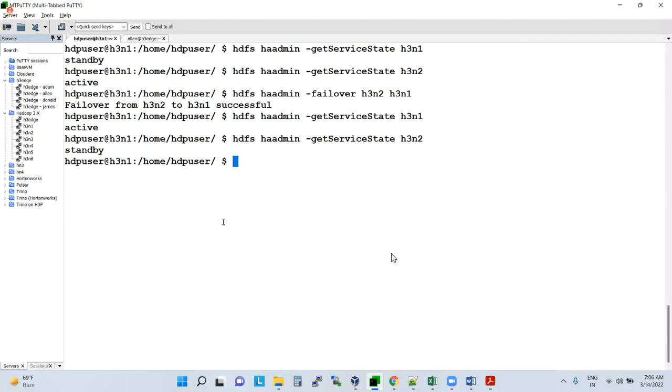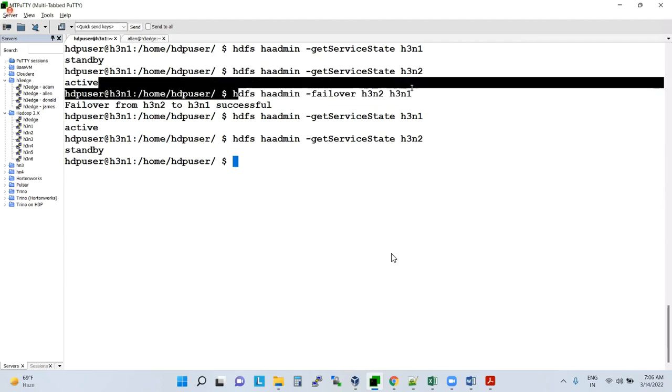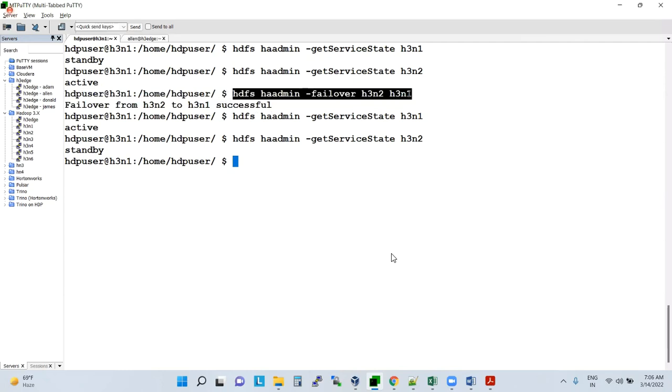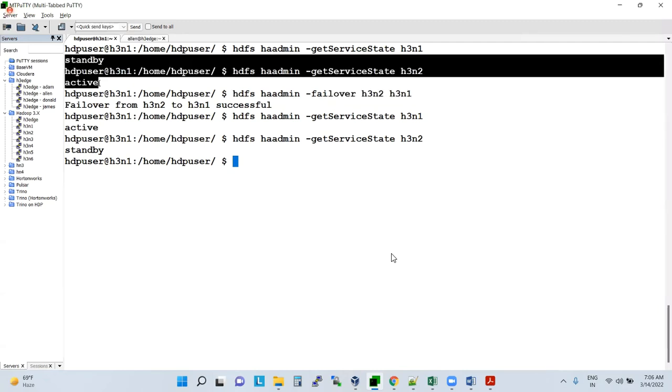So this is another way of making a name node active. This failover command will work only if both the name nodes are up and running. If you want to interchange the status of both the name nodes, both should be up and running. Then only failover will work. Otherwise, no. Got my point?